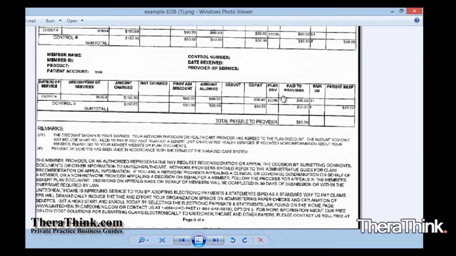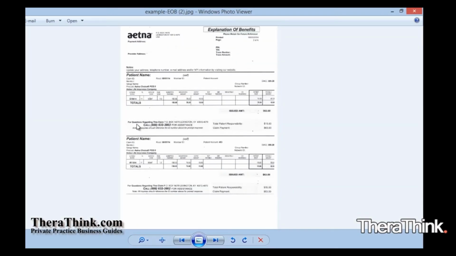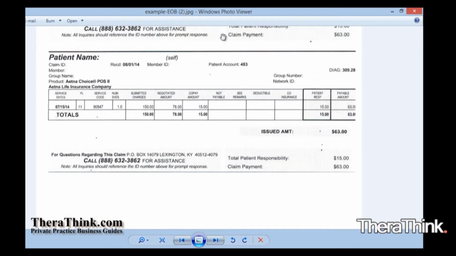This one does not actually include the diagnosis code. Some claims do, some claims don't. But here's just another simple example. Okay, here's another Aetna one. So go ahead and take a look down here.